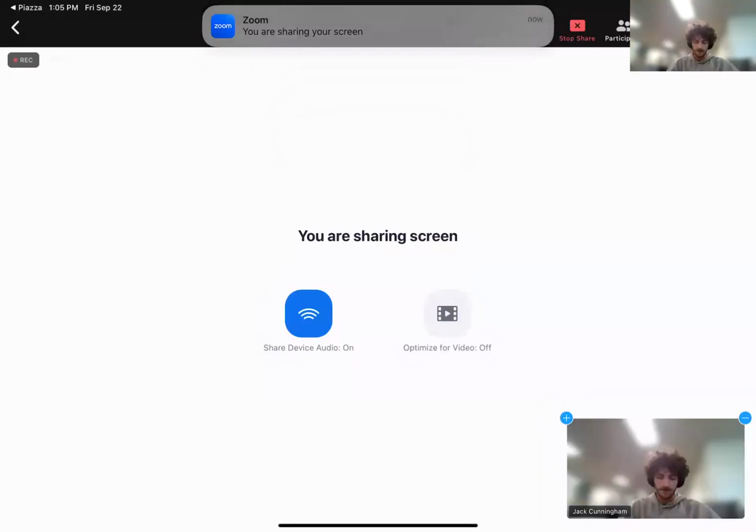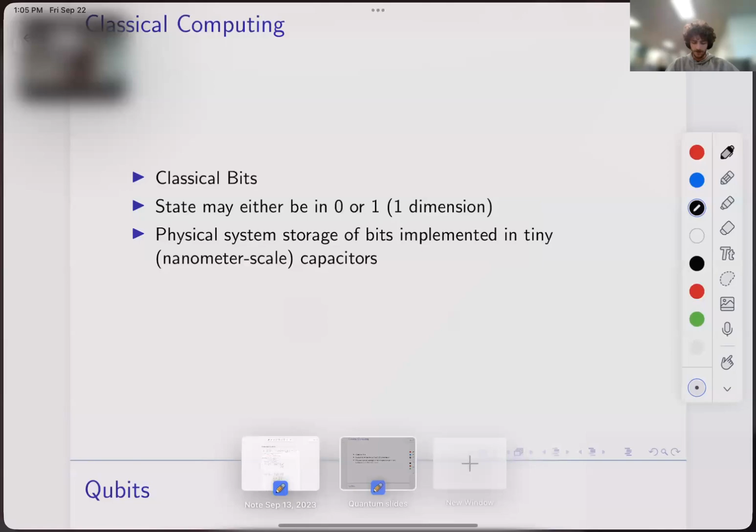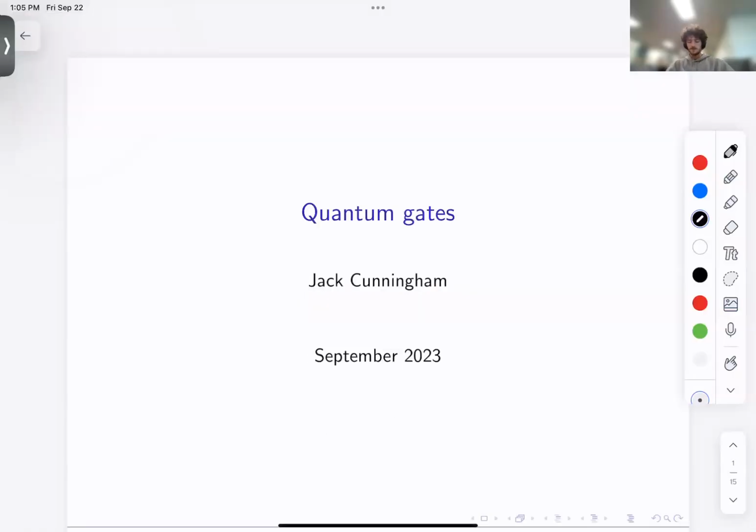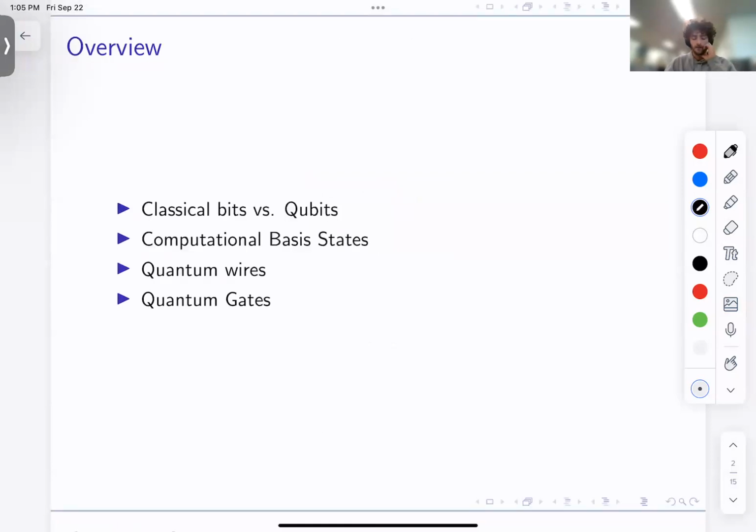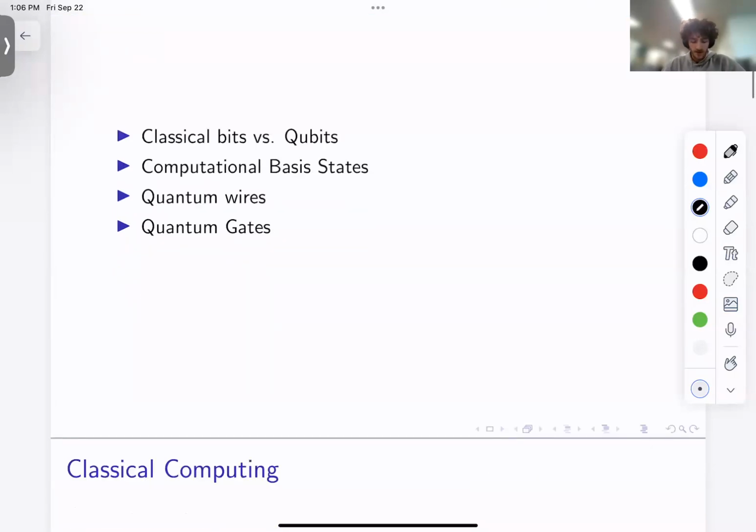All right. So today I'm going to give kind of an introductory crash course to quantum gates. I'm going to go over the classical model of bits and then talk about qubits. Then I will talk about what computational basis states are and how they work. Then eventually I'll get to quantum wires and all the way to quantum gates. And then I'm going to try and give some examples of how quantum gates will work on a qubit or two.